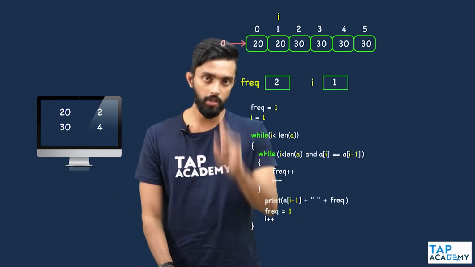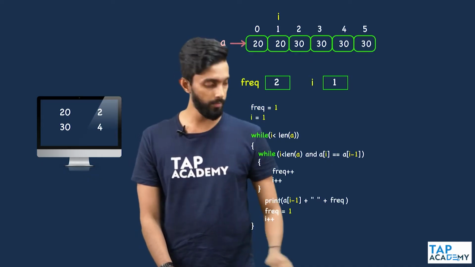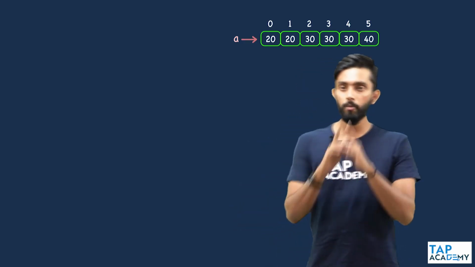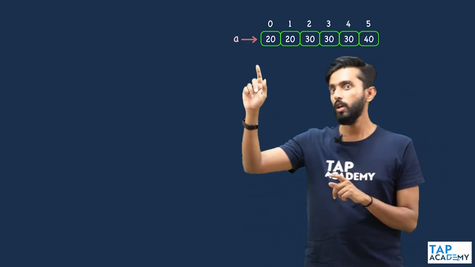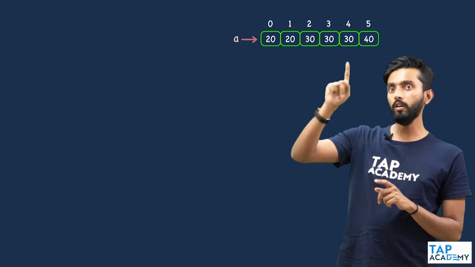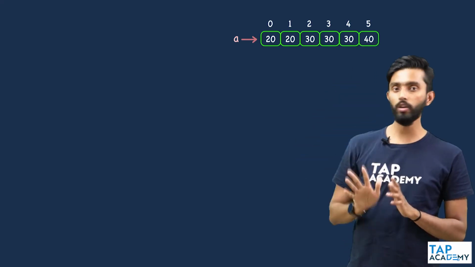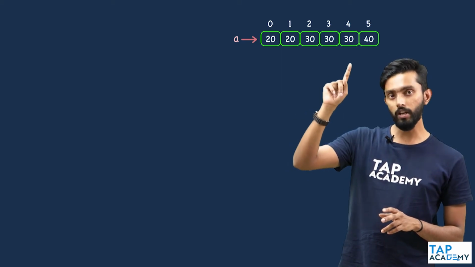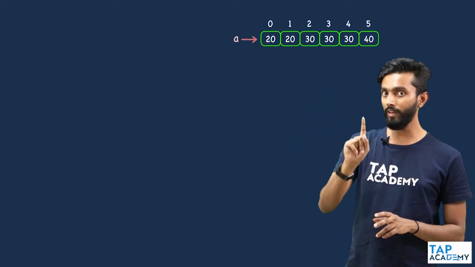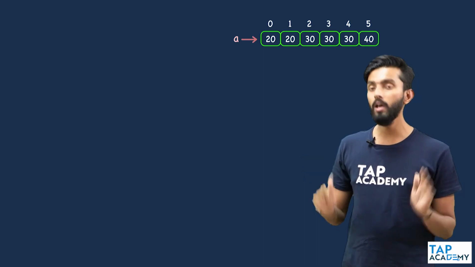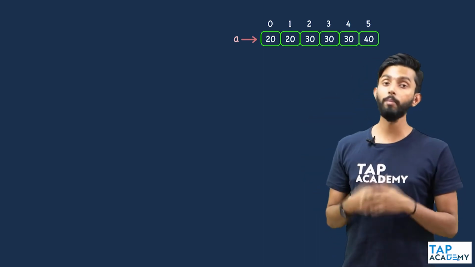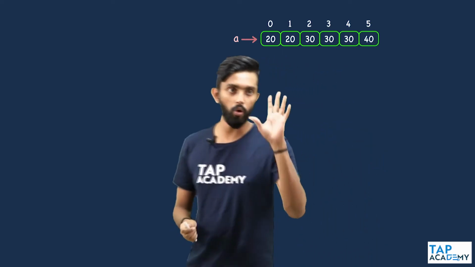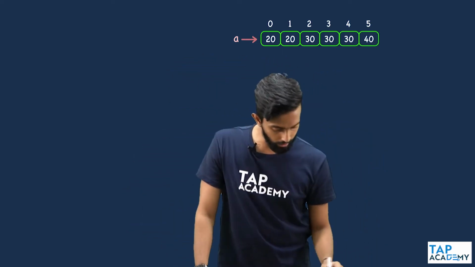Why, you may ask? Now, let us take another example. If you notice, in this example, I made one change: 20, 20, 30, 30, 30, and the last element is 40. So frequency of 20 is 2, frequency of 30 is 3, frequency of 40 is 1. This is what we should get as our output. Now, let us trace our program and see whether we will get that as the output. So, everybody focus and try to be with me.